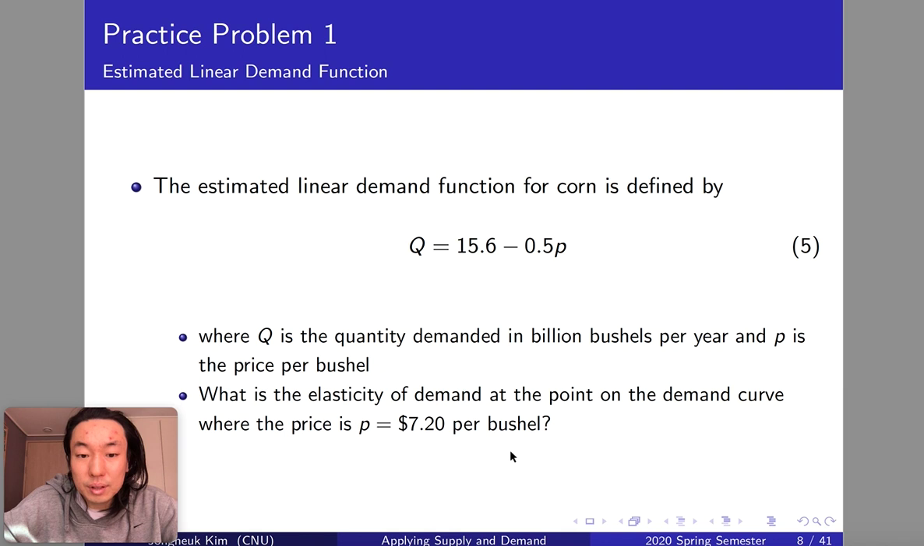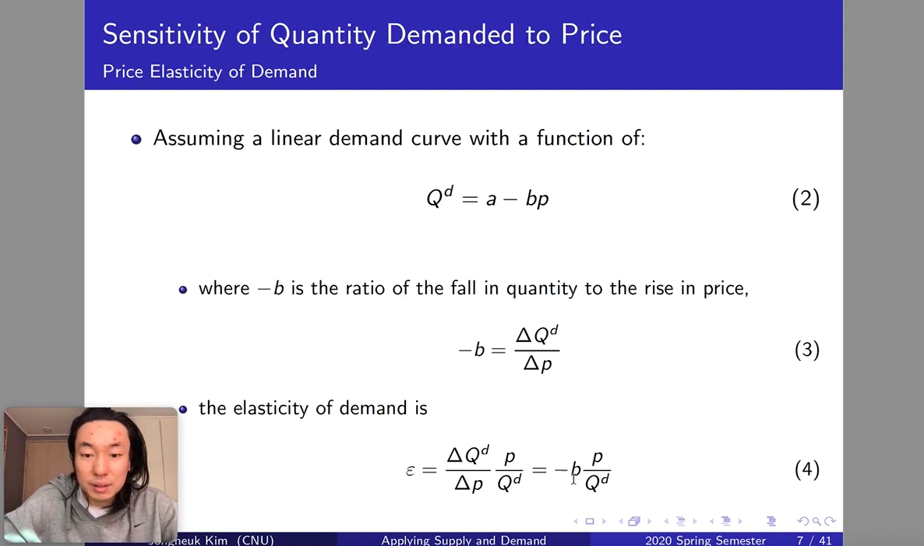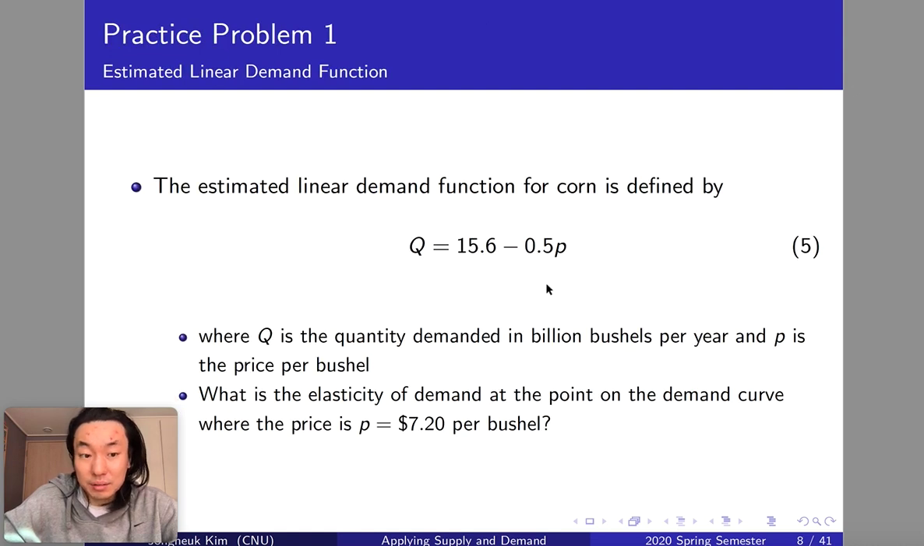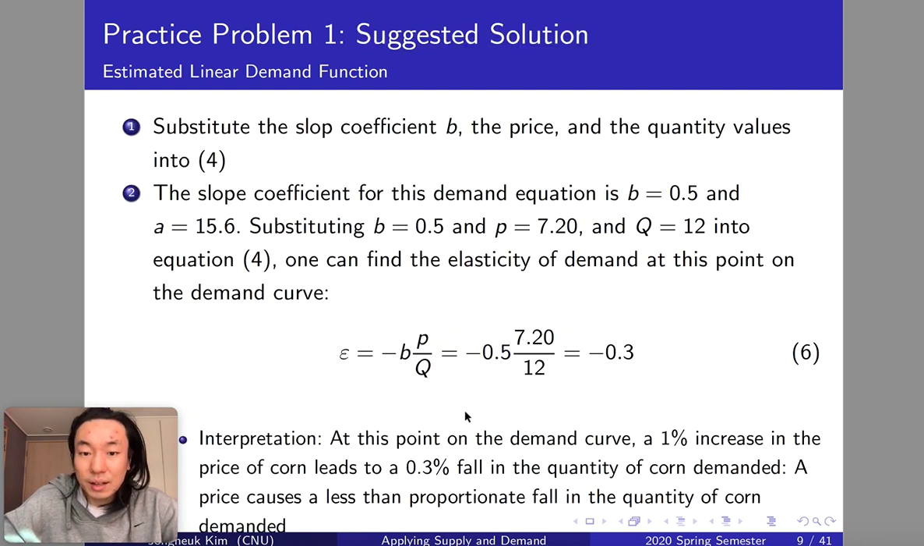You can put this price level 7.2 into equation 5, then you can get the quantity demanded. Then you have the quantity demanded and the price level at the specific point of the demand curve. Then you can put those two numbers in equation 4, and you know negative B is negative 0.5, so you can put that number in too. Then you can get everything, like equation 6, right? So you can get the answer, negative 0.3, but the more important part is interpretation, because economics is not mathematics.